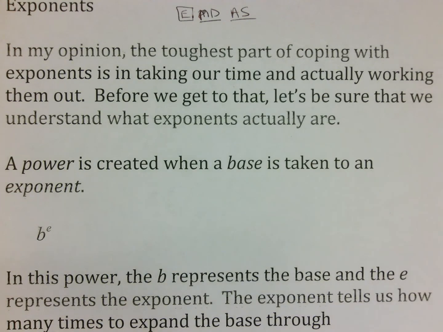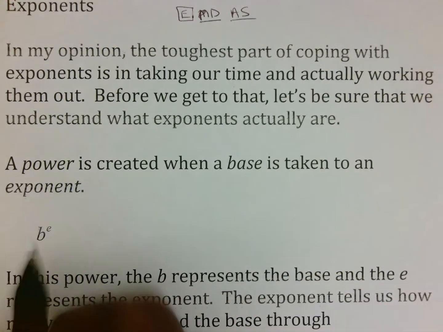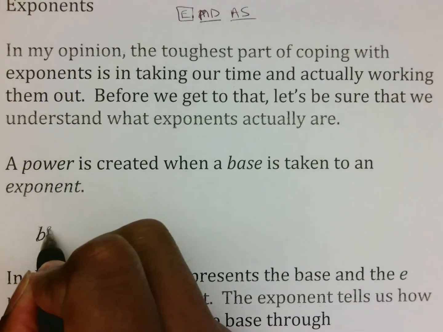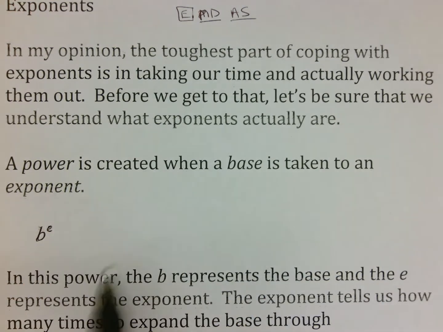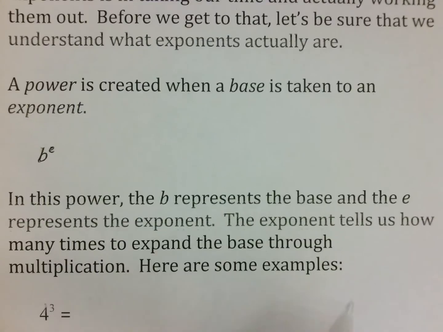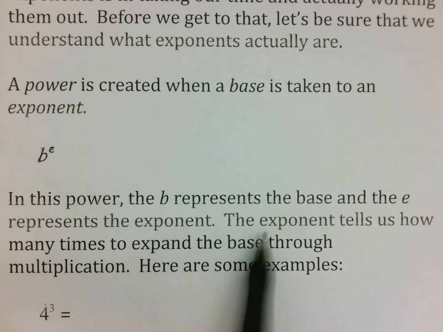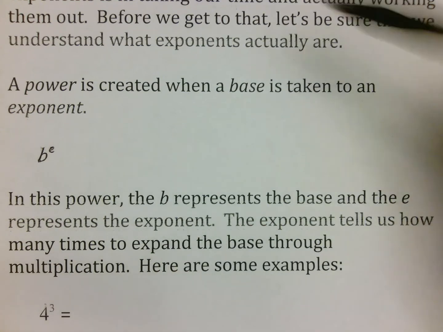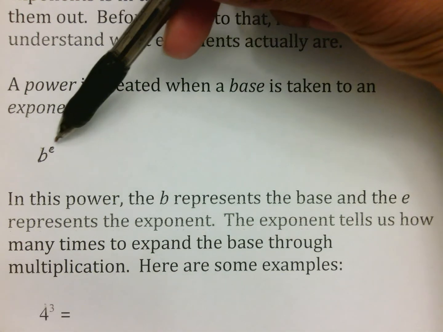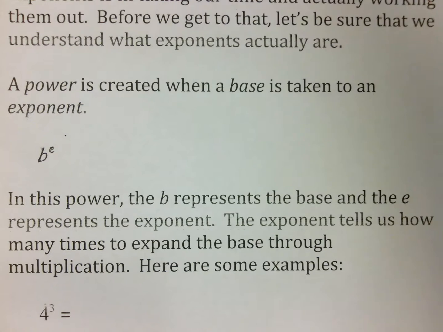A power is created when a base is taken to an exponent. So you have a b here for base, you have a little e here for exponent. In this power, the b represents the base, which is the big number. The e represents the exponent. What the exponent does is it tells us how many times to expand the base through multiplication.